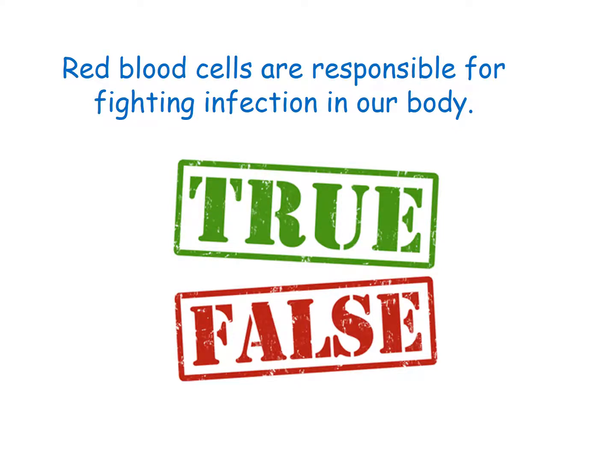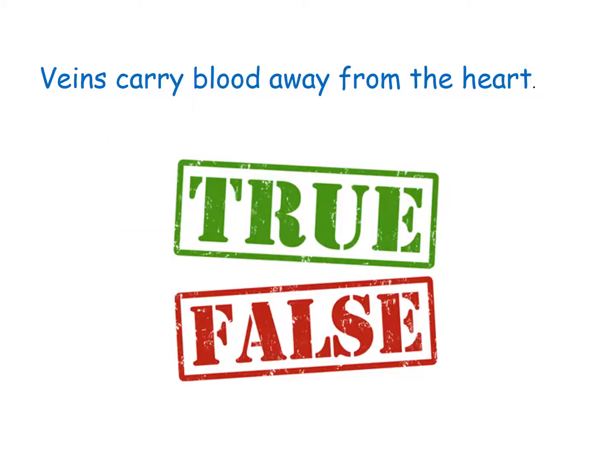Red blood cells are responsible for fighting infection in our body. This is false. We learned earlier that red blood cells transport oxygen and white blood cells fight infection. One last one for today. Veins carry blood away from the heart. False. We know veins carry blood to the heart and that arteries carry blood away from the heart.